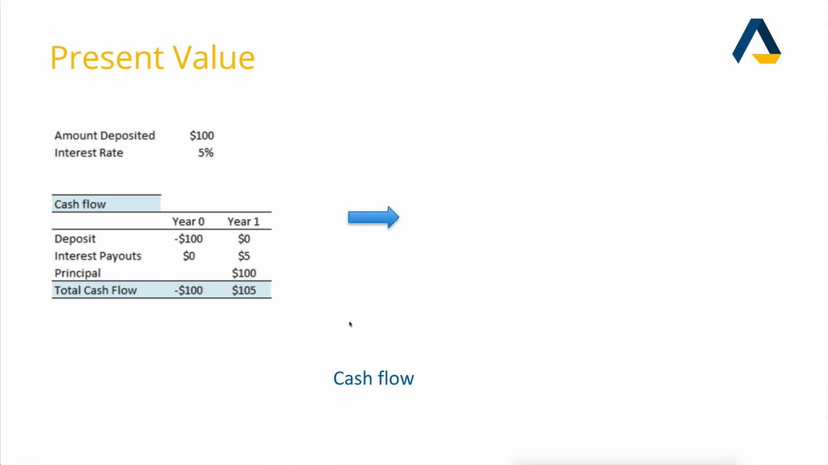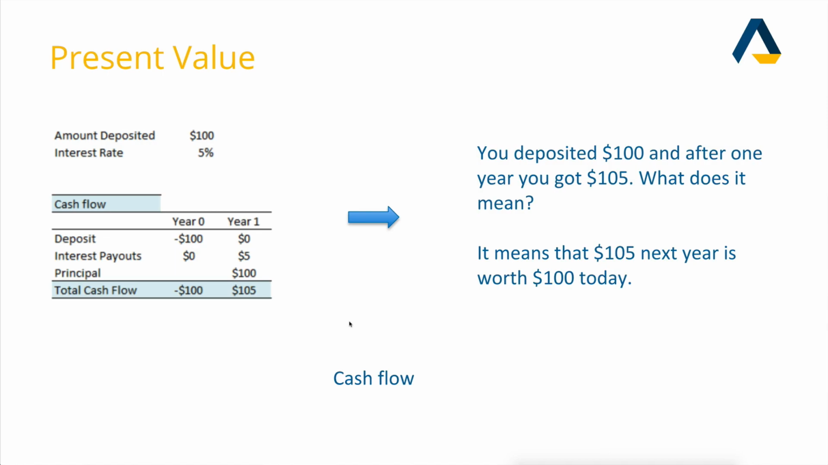So what does that actually mean? It means that when you deposit that $100 and after 1 year you get back $105, that $105 next year is actually worth $100 right now, today. That's what it's telling you: the $105 that you'll get in a year's time is only worth $100 today because it can enjoy 5% interest sitting somewhere else in the bank. And that's the opportunity cost of that money.